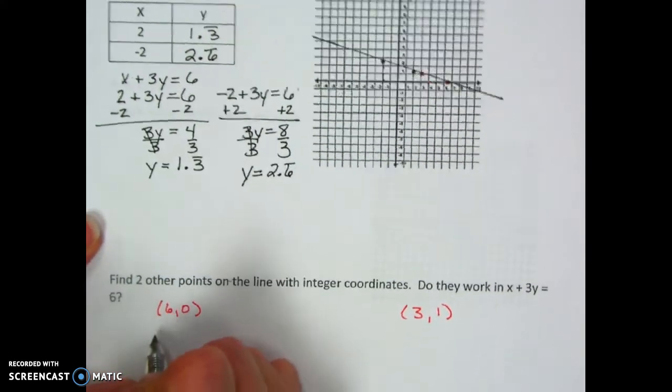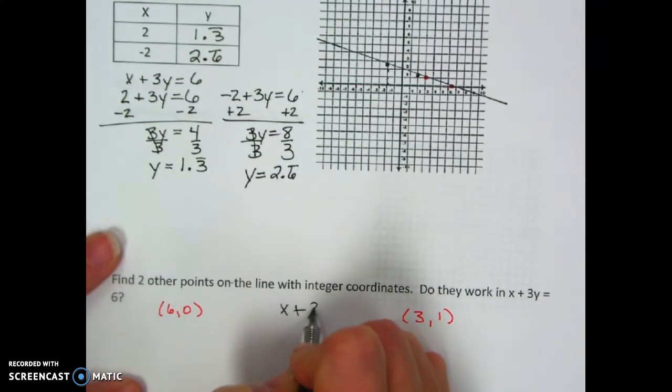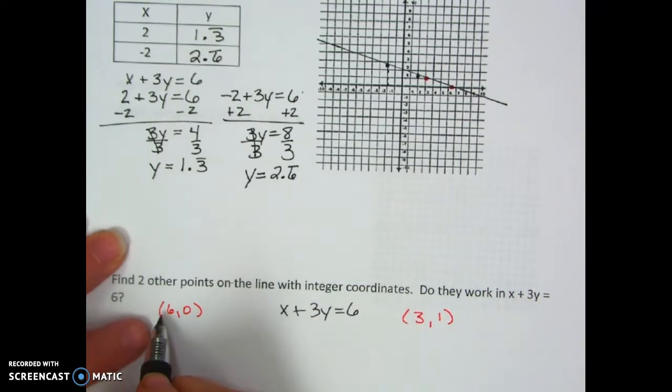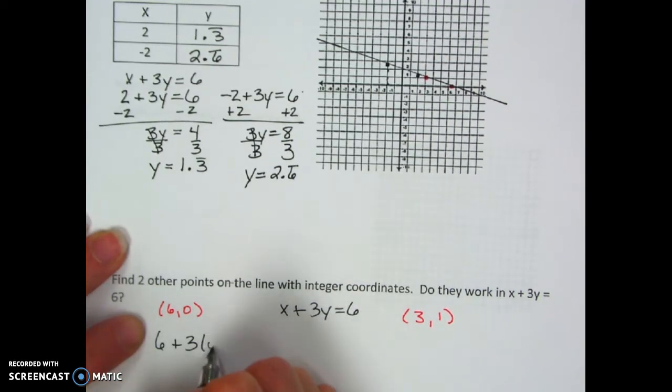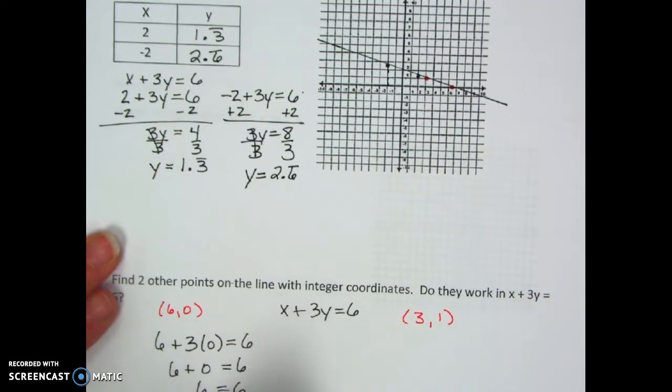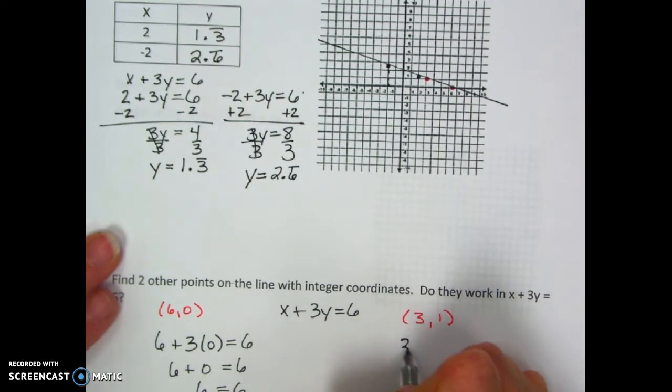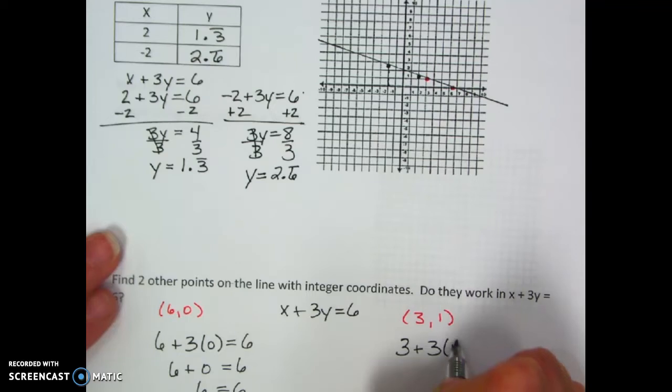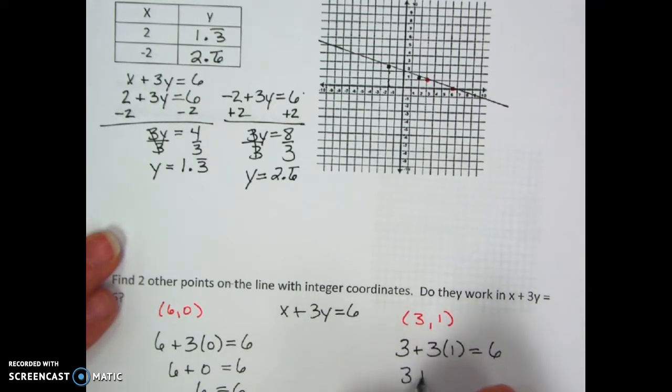So we're going to check those 2 points and see if they work or not in our equation. So if we have x plus 3y equals 6, and x is 6, 0 for y. If we add this up, 6 plus 0 does equal 6, so this point works, yes. Here, if we put 3 in for x, and then 1 in for y, 3 plus 3 equals 6, and yes, it does work.